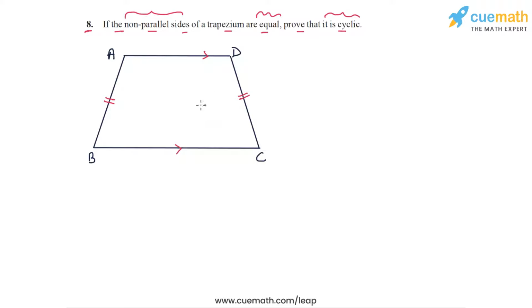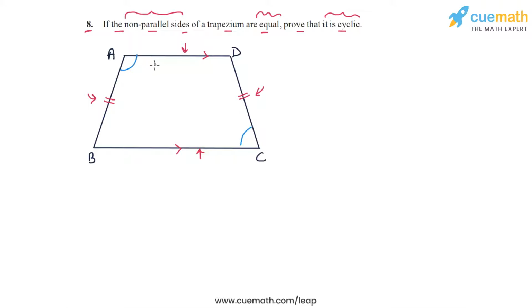ABCD is a trapezium in which AD is parallel to BC, and the non-parallel sides AB and DC are equal. Using this, we have to prove that ABCD must be cyclic. To prove that a quadrilateral is cyclic, we can prove that the opposite angle pairs are supplementary. For example, we can prove that the angle at A and the angle at C are supplementary. If we are able to prove this, then it follows that ABCD is a cyclic quadrilateral.